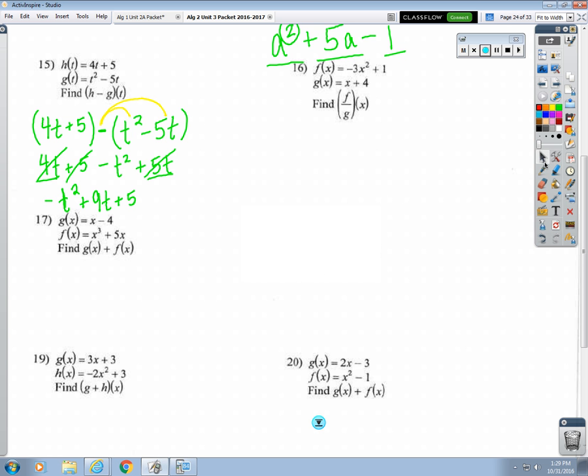Okay, number 16. They want you to take the f function first, which is what? Negative 3x. Right, and they want you to divide it by the g function, which is x plus.